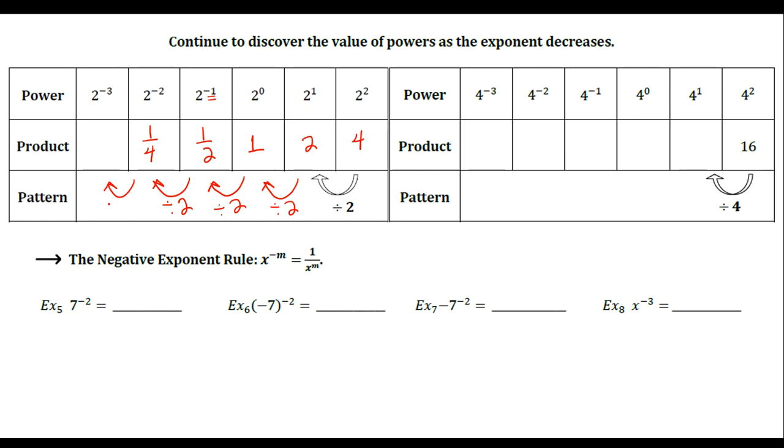We have 1/4 divided by 2. Dividing by 2 is the same as multiplying by 1/2. So that gives me 1/8 for 2 to the -3. So let's take a look here and see what's happening.